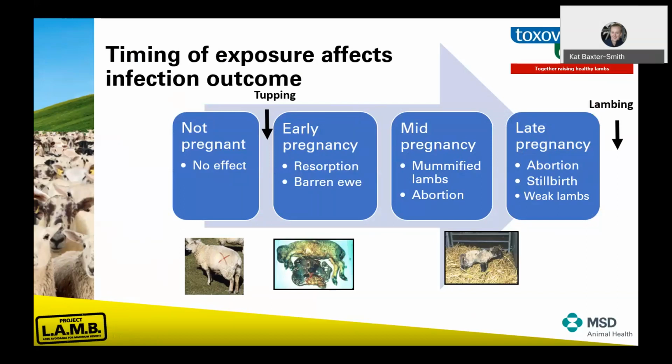If they're infected in mid-pregnancy, you can get abortion and mummified lambs. And if they're infected in late pregnancy, you could still get abortion or stillbirth, but you can also get weak lambs born. And one thing that I often think is a classic for toxo is if you get these twins where you have one strong lamb and one weak lamb, and you never quite understand why you've got this one weak lamb that just doesn't do, and that is often toxo that causes that. So this can resonate with a lot of farmers when I tell them about this.